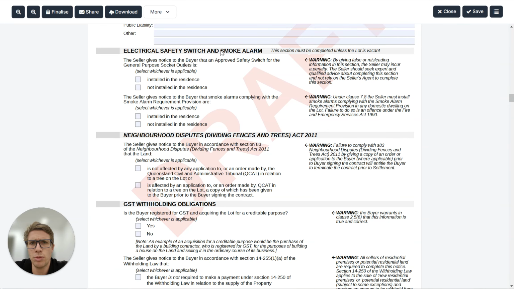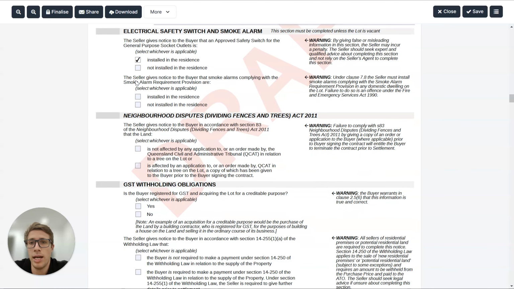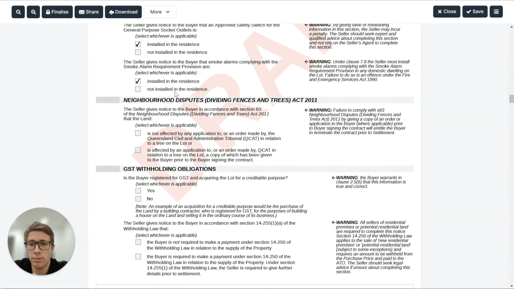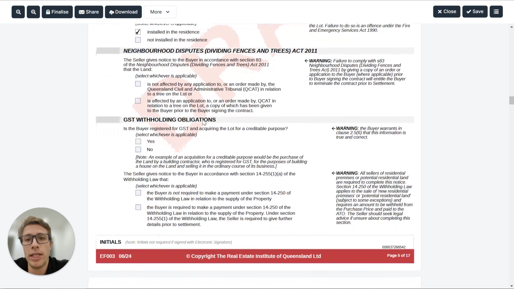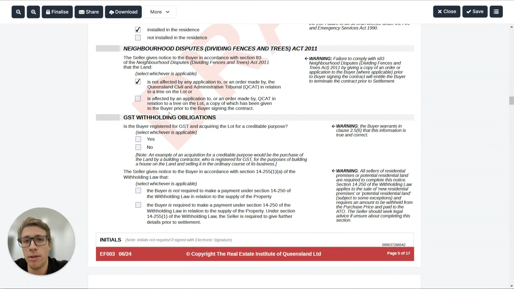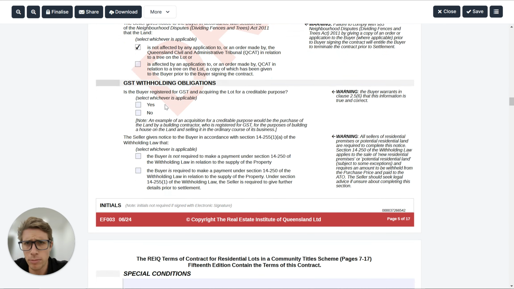Electrical safety switch and smoke alarms installed in the residence, yes. The seller gives notice to the buyer that the smoke alarms are compliant. Yep. So electrical safety switch, smoke alarm. If they're not, same as with the Form 6, as I discussed, you just have to get it done before the settlement. The smoke alarm certificate will have to be attached to this contract as well. So any neighbourhood disputes, there's not going to be.